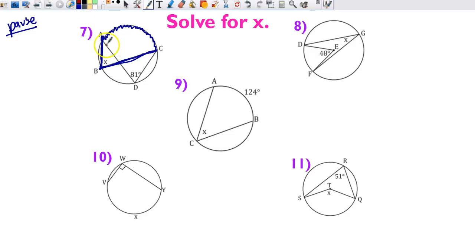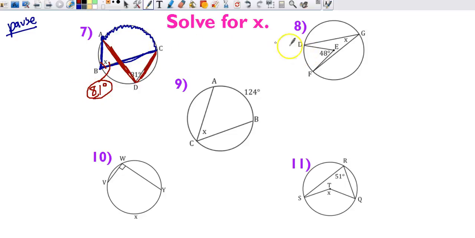Now, if you look carefully at the other angle, it opens up to the same arc. Because this angle and that angle share the same arc, it's going to follow that these two angles have the same measure. So in fact, x is just going to be 81 degrees. The arc's going to be twice that, but when you divide by 2, you get back to 81.